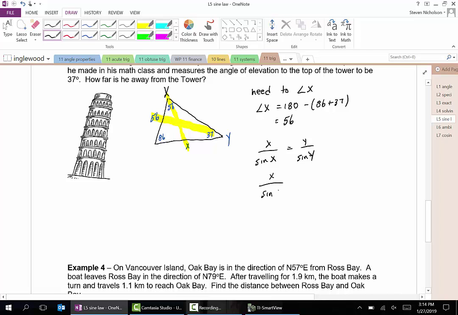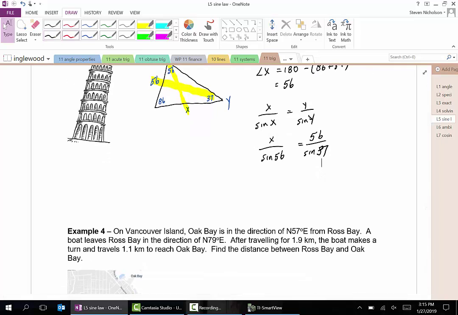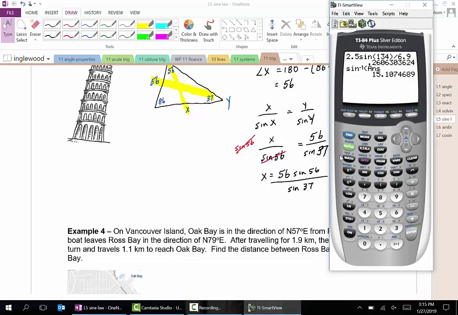x over sine 56 is equal to 56 over sine 37. So there's this idea right here, and we're going to multiply both sides by the sine of 56, because anything divided by itself except 0 equals 1, and we get x is equal to 56 times the sine of 56 divided by the sine of 37, and we're going to plug that into our calculator.